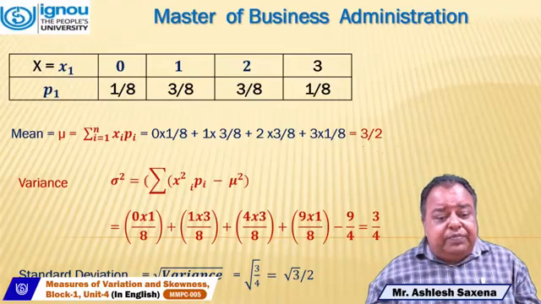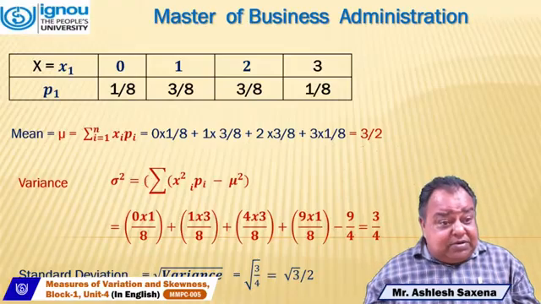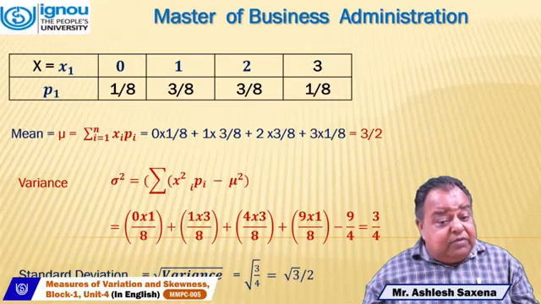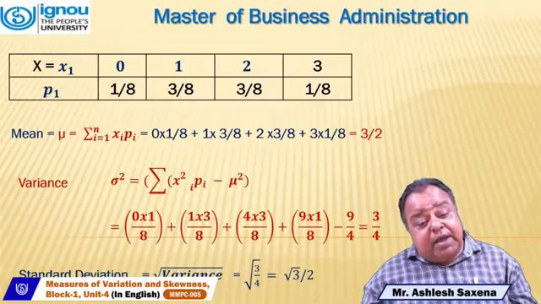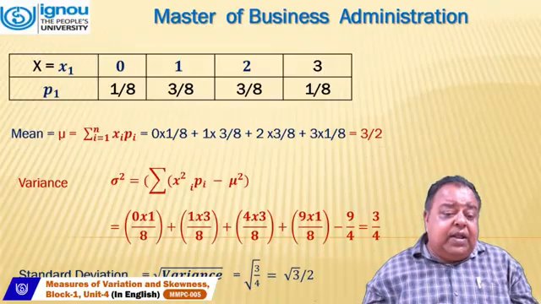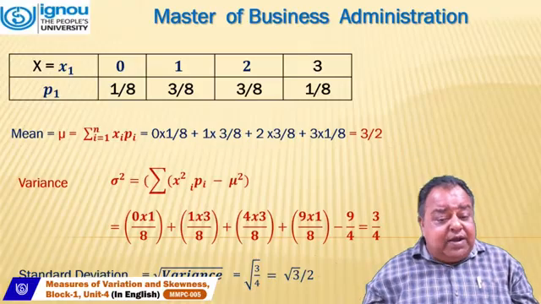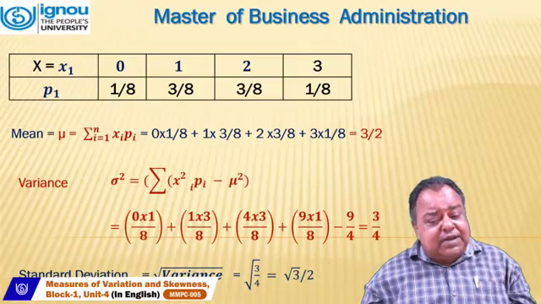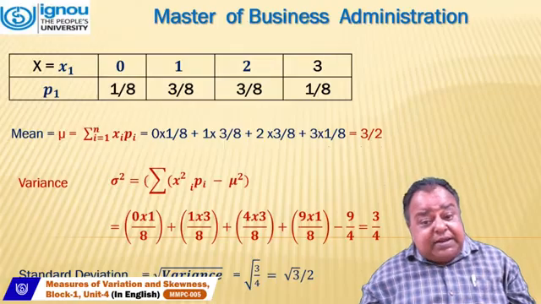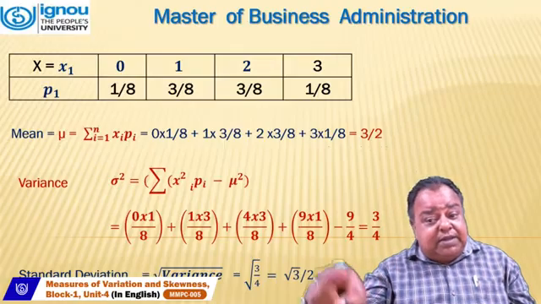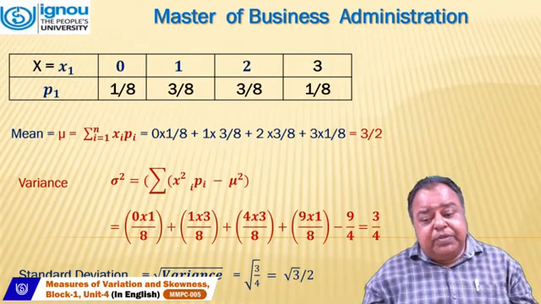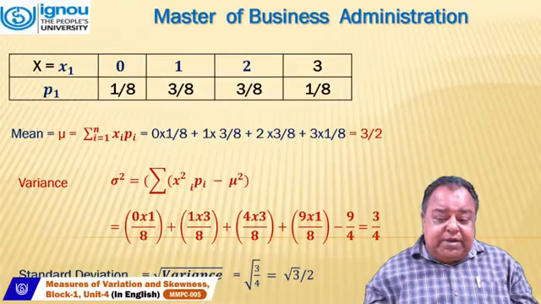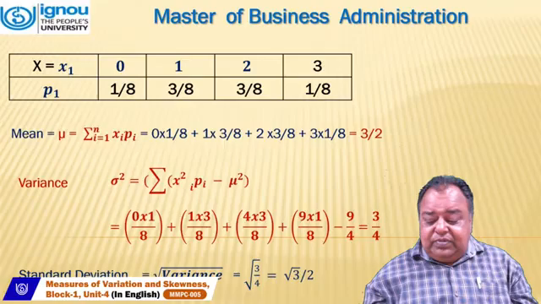Now we have to evaluate summation x square into p. First of all, we will be squaring x and multiplying by 1 by 8. You can see that 0 into 1 by 8 plus 1 into 3 by 8 plus 4 into 3 by 8 plus 9 into 1 by 8, minus mean square. Mean is 3 by 2, that comes up to 9 by 4. After evaluation, we get 3 by 4. And standard deviation is under root of 3 by 4, which comes up to be root 3 by 2.